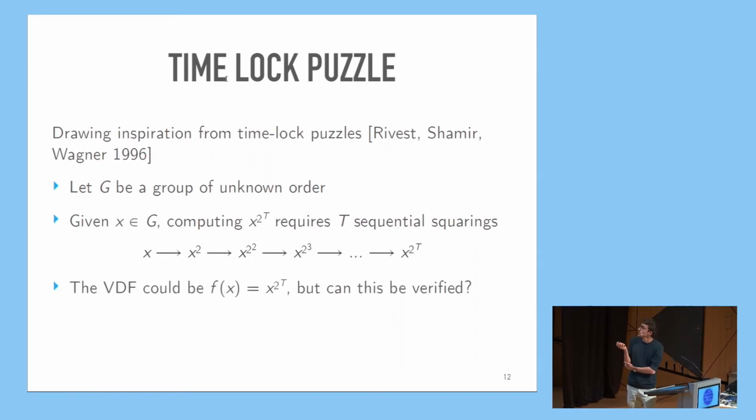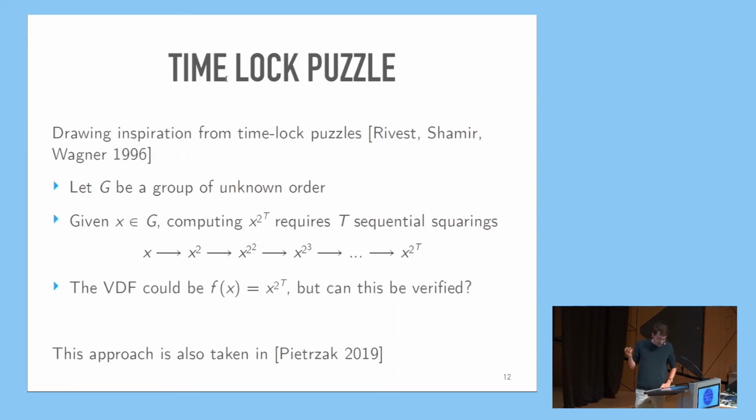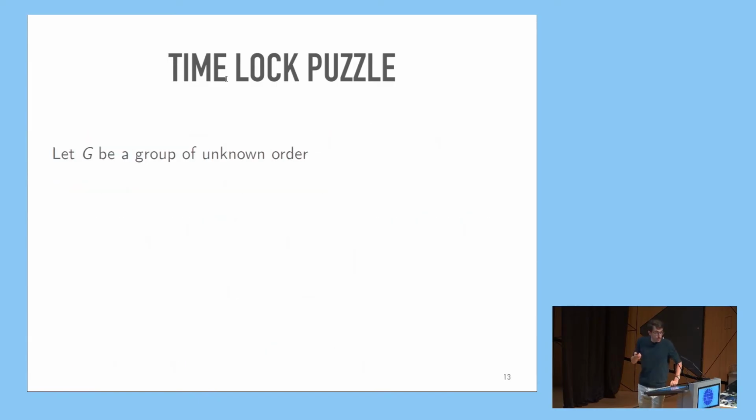So now the VDF could simply be f of x equals x to the power 2 to the power t. And that seems sequential, but is it really easier to verify? Well, this is the approach that was also taken in a concurrent work by Pietrzak. So really, the construction is having the VDF be x to the power 2 to the power t, and then coming up with some way to prove that the result is correct without requiring the verifier to do the full computation by himself. So here's the new problem we're trying to solve.